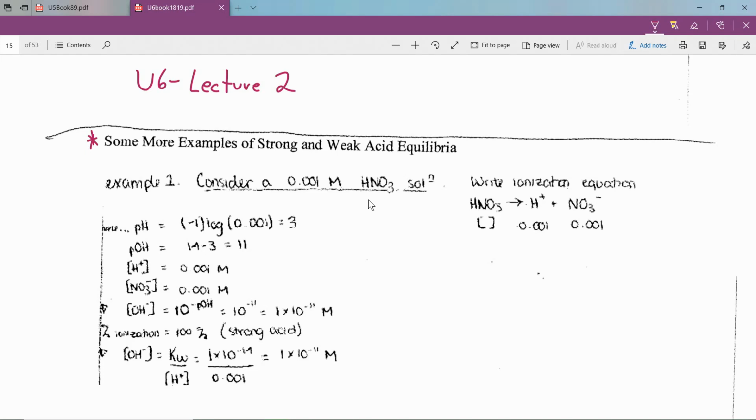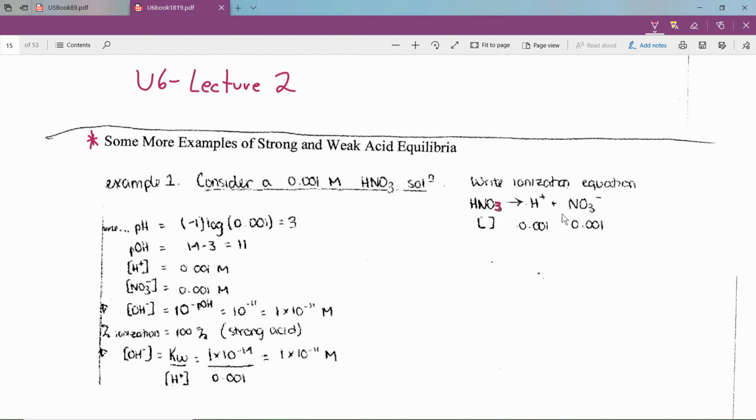We got 0.001 molar HNO3. We want to find everything, all we can about that. And to start that, we're going to write what I'm going to call an ionization equation. It may resemble the solubility equation from Unit 5 when we're talking about solubility and KSP and stuff like that. So what we have is HNO3, and then it breaks apart 100% to H+ and NO3-.